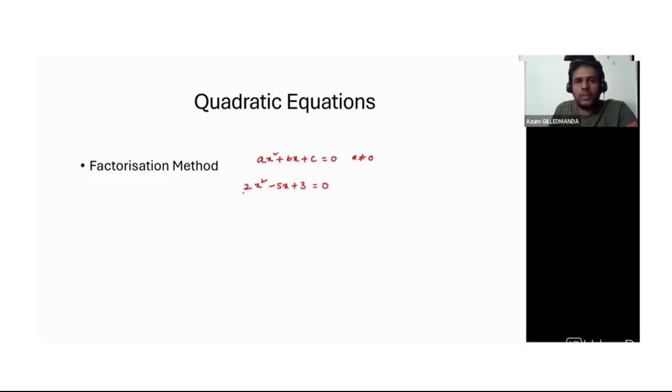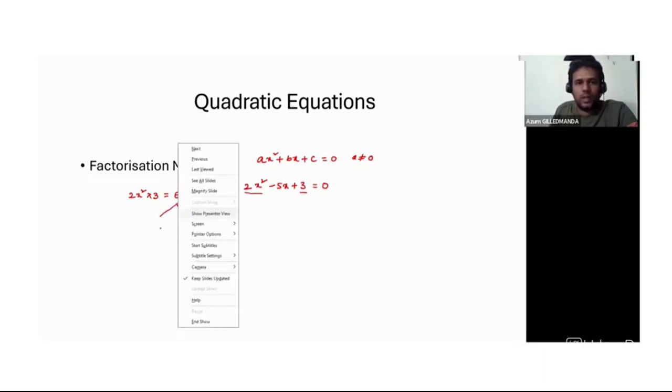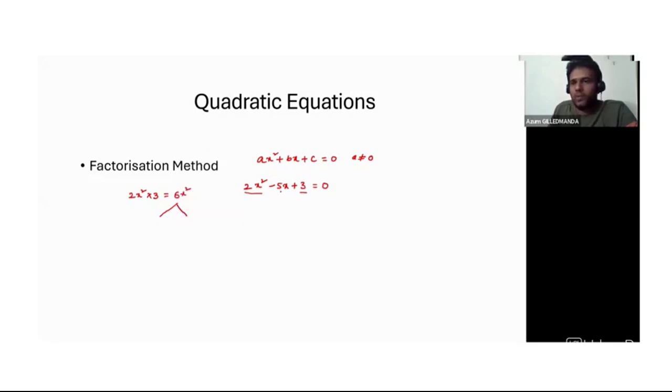What we need to do is take the x square term and the last term, which is the constant, and multiply these two. So 2x square into the last term, that is 3, becomes 6x square. Now this 6x square, you need to split. You need to split the middle term, which is minus 5x, in such a way that if I add them, I should get minus 5x, and if I multiply those two, I should get 6x square.